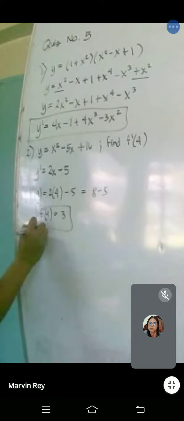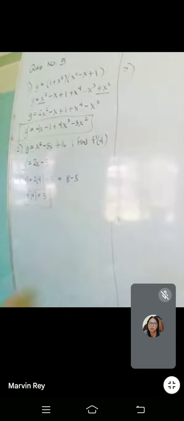So f prime of 4 is equal to 2 times 4, minus 5, or just equal to 8 minus 5. Or f prime of 4 is just equal to 3.